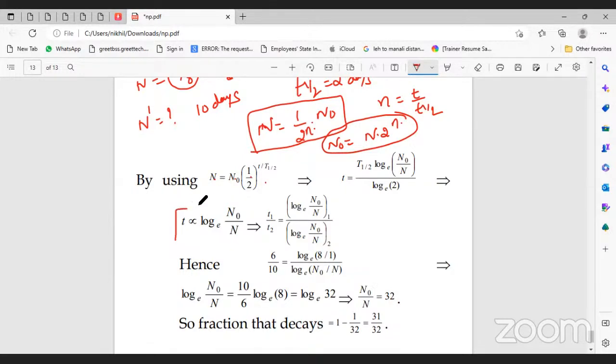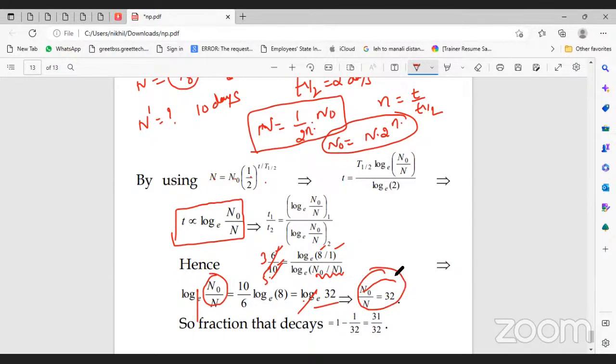So clearly that tells T is directly proportional to log base e N naught by N. Take it 2 times, because one is 6 days and the other one is 10 days. So take the ratio 6 by 10. For 6, the ratio is 8 by 1. For 10, how much? We don't know. Let it be N naught by N. So 2 6s are 2 3s are 2 5s are. On cross multiplication, you will get log base e 32 value will be N by N naught. Log base e can be cancelled out. So N naught by N, you will get it as 32.